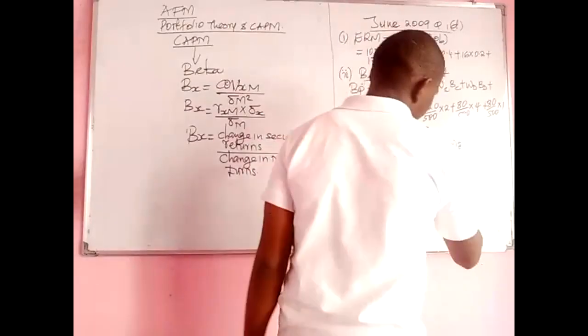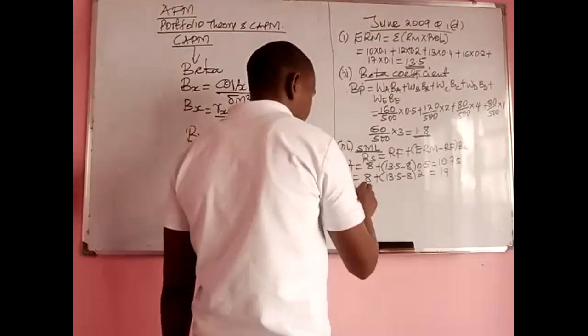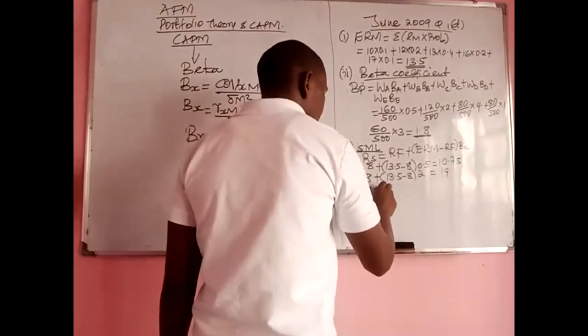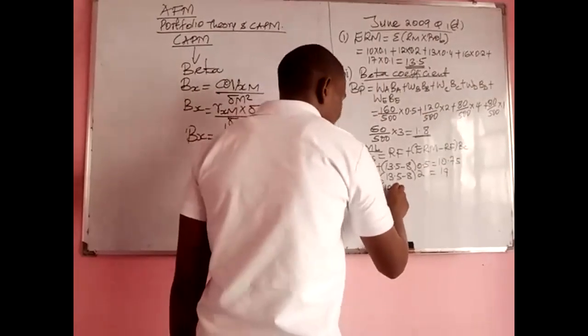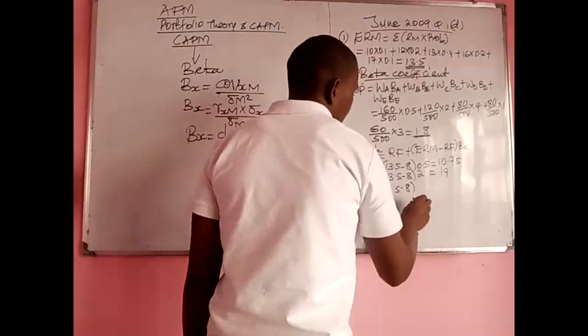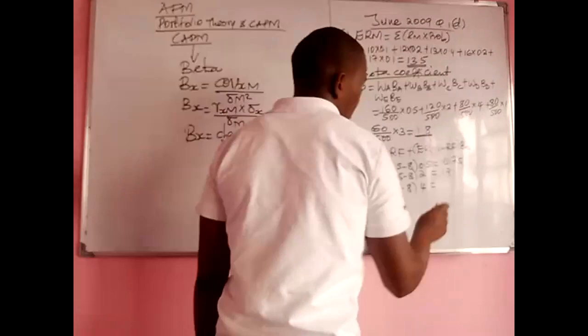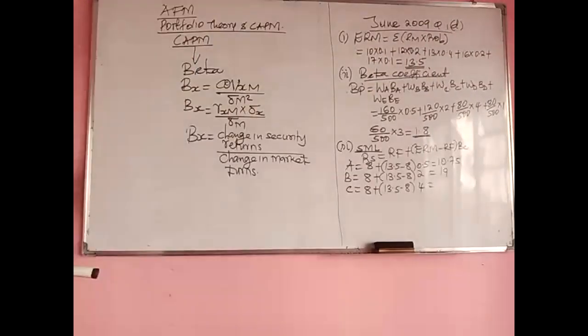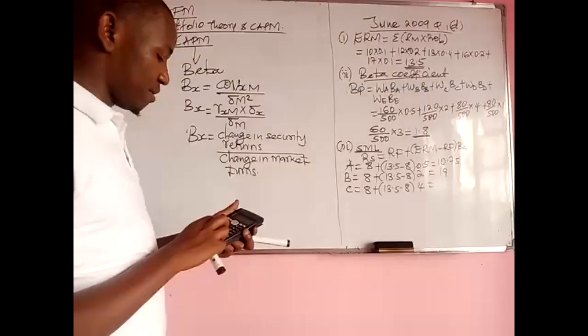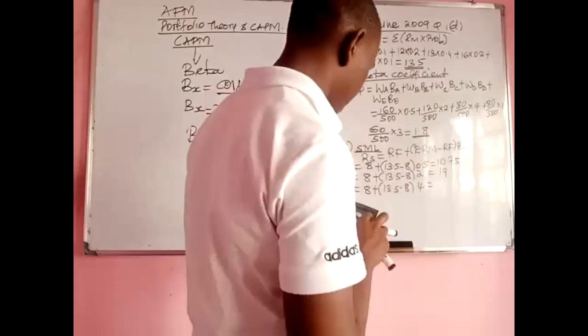Also, C is 8 plus 13.5 minus 8, multiply by the beta of that, which is 4, giving you how much? It is 19.5. You take 13.5 minus 8, multiply by 4, plus 8. This is giving us that.